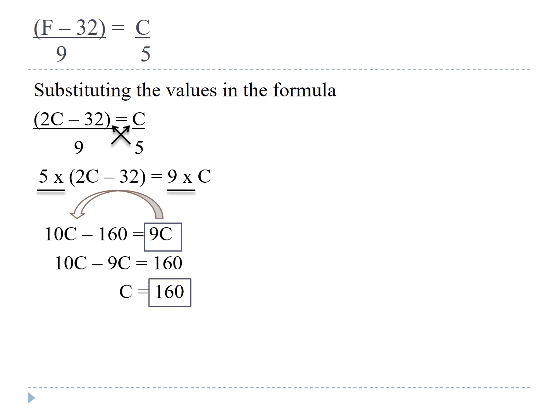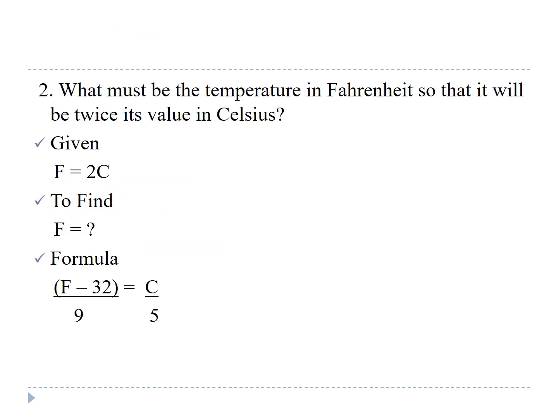Okay, so this is what we have got. We have got the temperature in Celsius. Were we supposed to find the temperature in Celsius? No. We were supposed to find the temperature in Fahrenheit. To find: F is equal to question mark. But what do we know? We know that F is 2 times C. Now here we already know the value of C, so you can find Fahrenheit.